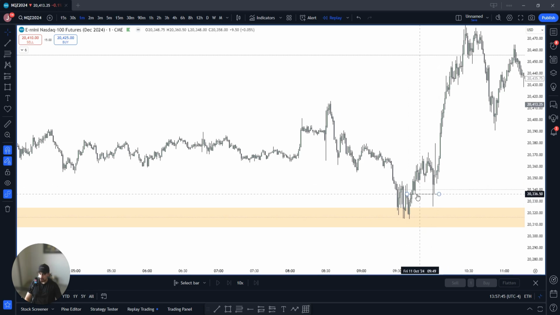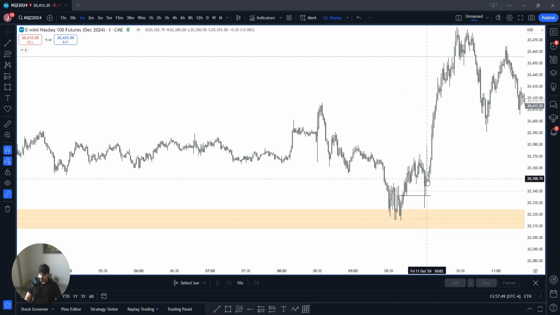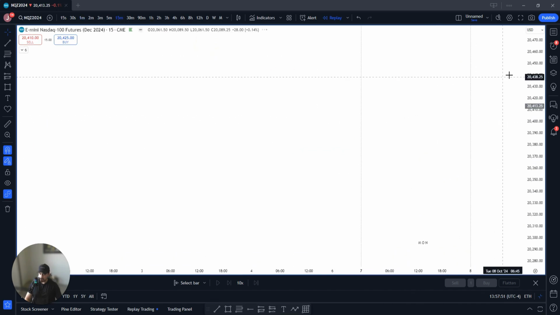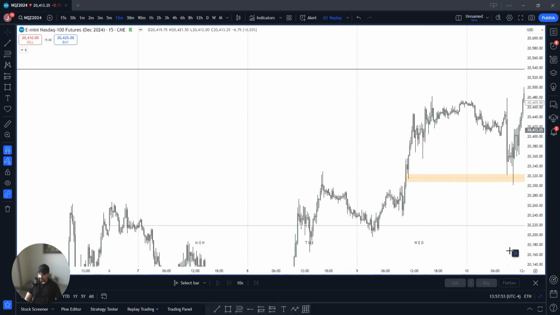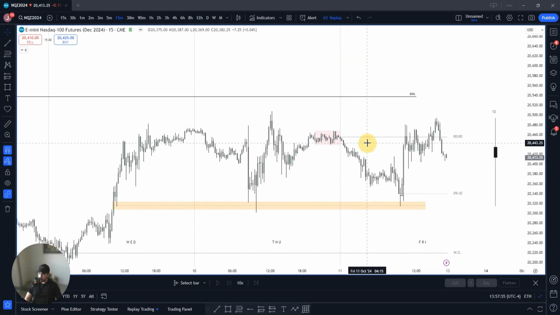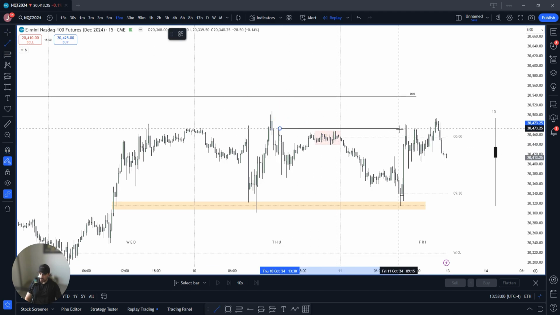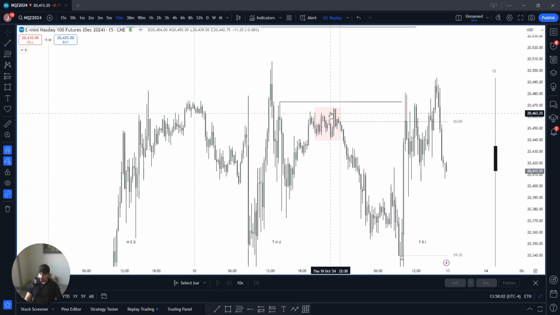10 a.m. opens lower into this breaker block and change in the state of delivery. So you can enter anywhere right here expecting 10 a.m. to be expansion to the upside to at least the Asia highs. Why the Asia highs? Why are we looking at the Asia highs? Because first of all, we have relative equal highs right here with the Asia high. Asia high ended up sweeping the previous Asia highs here in Asia session.